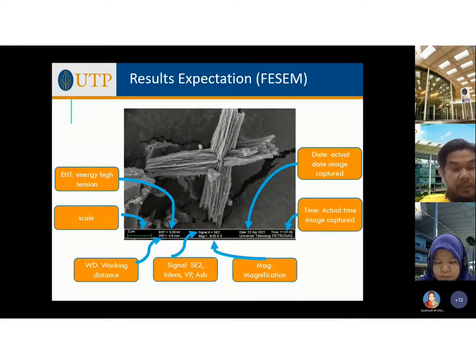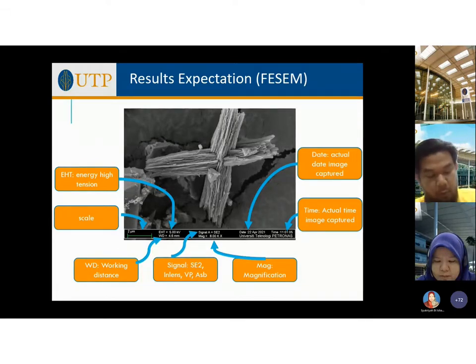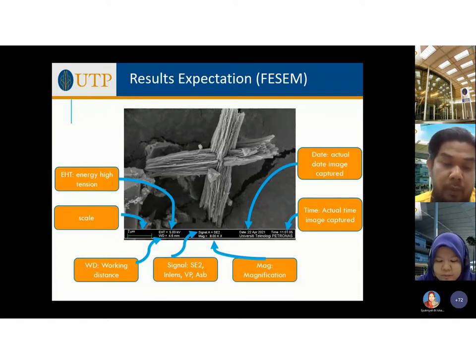Next is the EHT. EHT is the extra high tension, which is the voltage in kV we set when doing imaging. Next, WD is the working distance, which is set from the electron gun to the surface of the sample. When we use a low kV, normally we need to adjust to a low working distance to get a clear and good image.